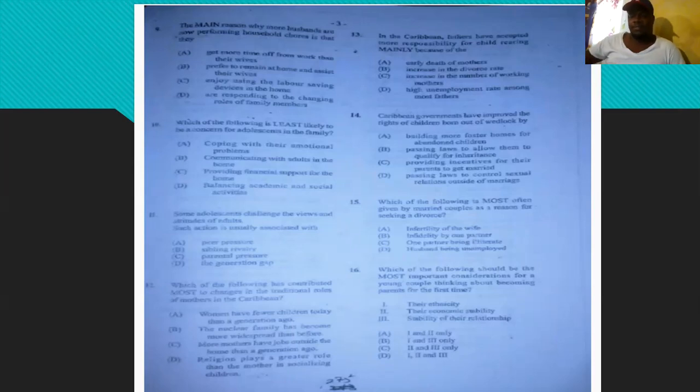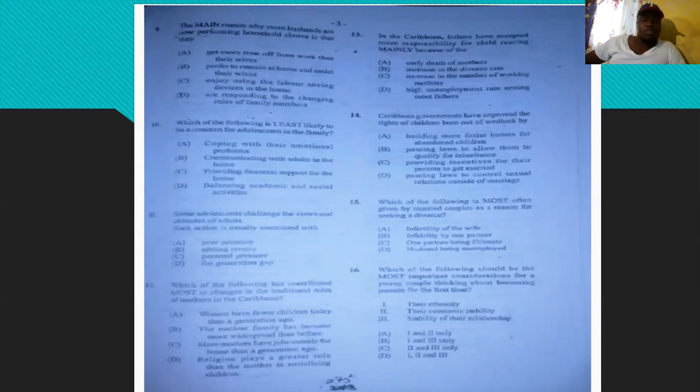All right, I'm back. Number 11, some adolescents challenge the views and attitudes of adults. Such action is usually associated with A, peer pressure, B, sibling rivalry, C, parental pressure, or D, the generation gap. Answer is D, generation gap. If you don't know what that is, please Google it.